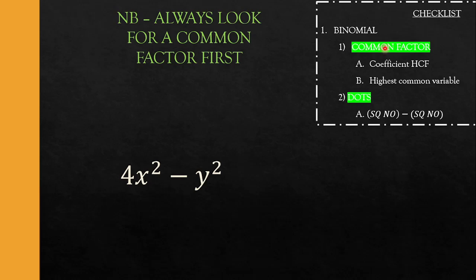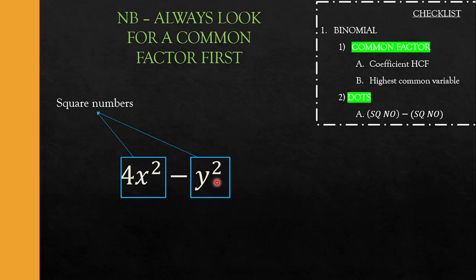So let's look at 4x squared minus y squared. First thing I picked up is that 4 and the coefficient here, 1, have nothing in common. So there's no coefficient highest common factor. Then I looked at the highest common variable. I've got x squared and y squared, so no variable is common. Then I ask, is 4x squared a square number? Yes. Do I have a minus? Yes. Is y squared a square number? Yes. So we have two square numbers, as well as a difference between them.